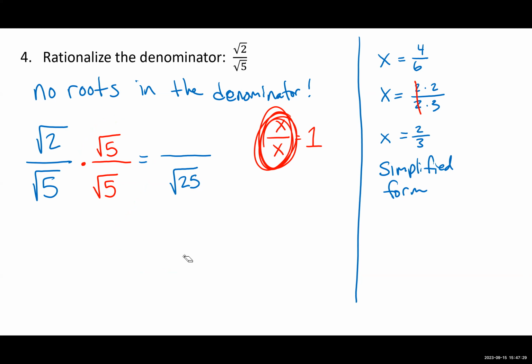Okay? So on the bottom, square root of 5 times square root of 5. On the top, we have the square root of 2 times the square root of 5, which is the square root of 10. Okay, so on top, that's fine. It's fine to have a square root on top of a fraction. We have the square root of 10, and on the bottom, the square root of 25 is 5, and that's what we want. No roots, no square roots, no cube roots, no fourth roots, no roots at all on the bottom, or the denominator, of a fraction.